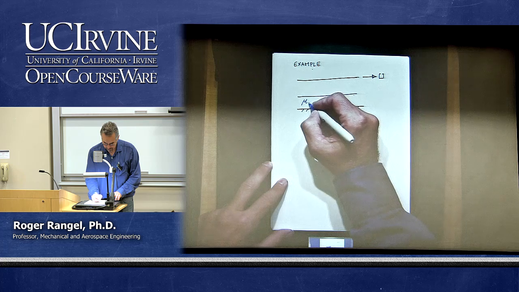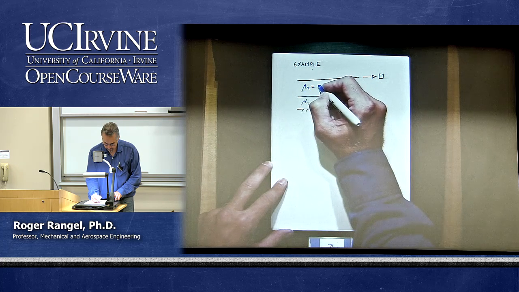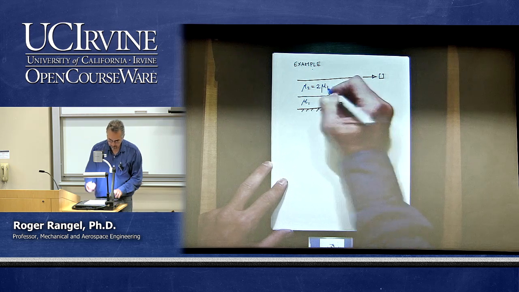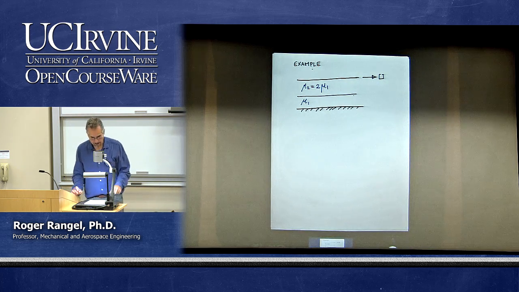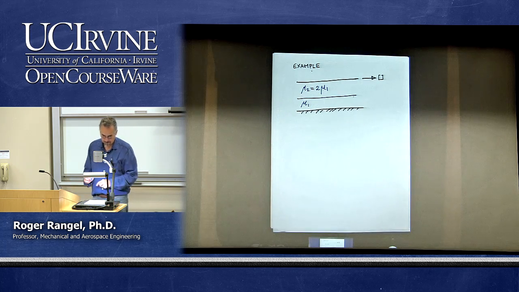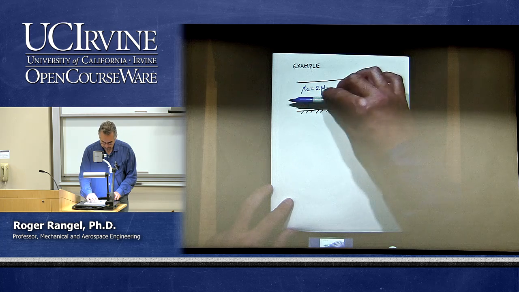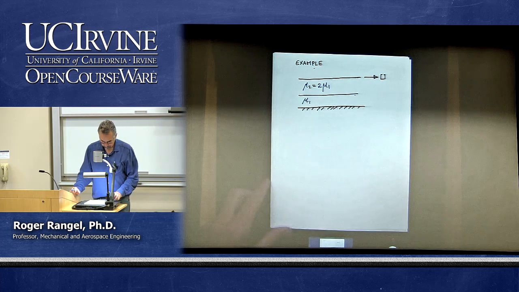So if this is mu1 and this is mu2, then mu2 will be 2 times mu1. So the fluid that occupies the upper gap is twice as viscous. But this is a solid plate. And I will assume that the two moving plates remain horizontal at all times.